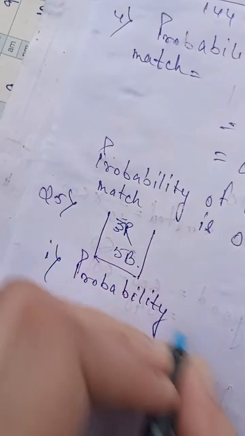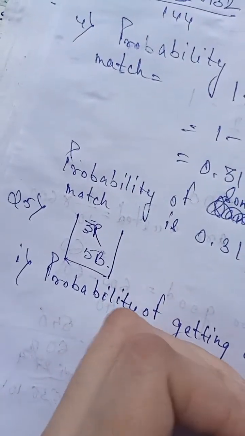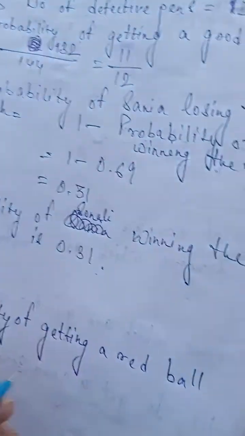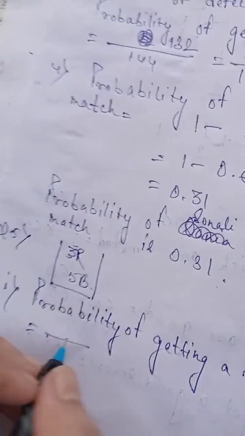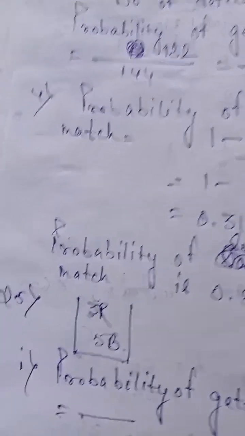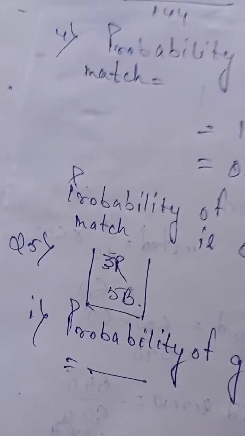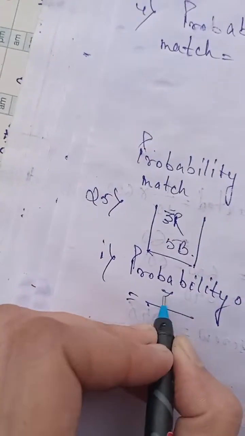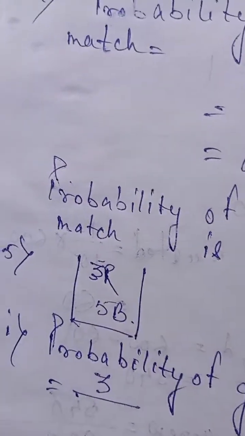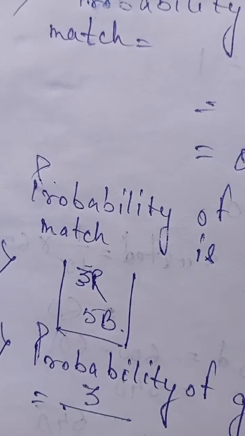So what is the probability of getting a red ball? What is the number of favorable outcomes? Number of favorable outcomes means the number of favorable outcomes to get a red ball, because that is what the question asks. How many red balls do we have? Obviously 3. And what is the total number of outcomes? Total number of outcomes means all possible outcomes, be it red or not red.